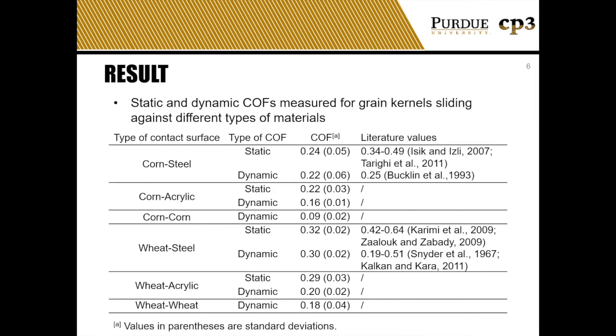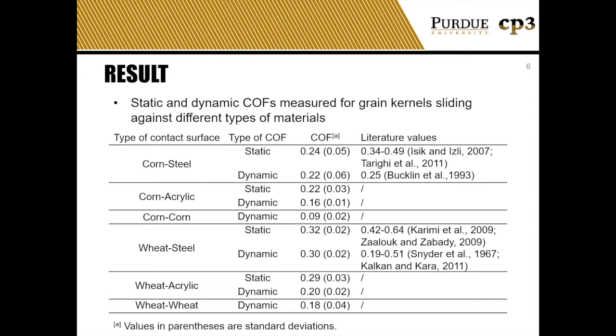The table in the slide summarizes the friction coefficient values measured in the current study and compares them to the values reported in the literature. It is found that the static friction coefficients are larger than the dynamic friction coefficients for all test conditions. The friction coefficients of the corn wall combination are smaller than that of the wheat wall combination.